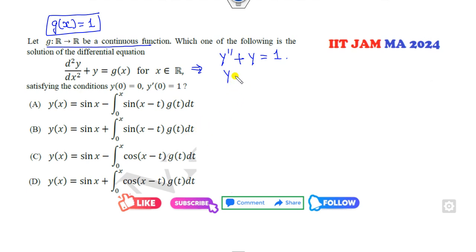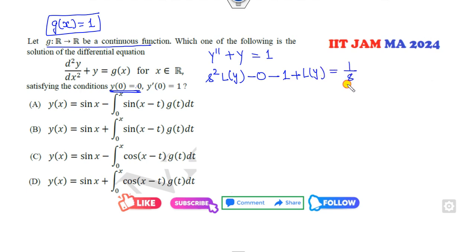Okay, so what is the solution of this? C1 cos x plus C2 sin x. Okay, but before that, I need to solve for C1 and C2. The best way is I can use the Laplace transformation. Fine. So what is the Laplace transformation of this? It is s square Laplace of y minus s y0, which is 0, minus 1, plus Laplace of y, it is 1 over s.